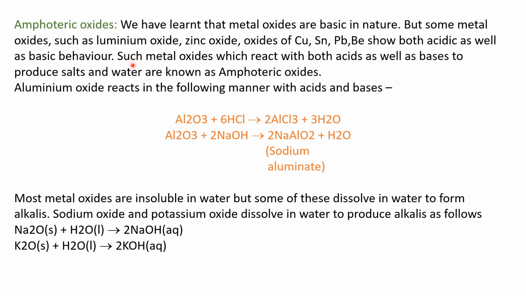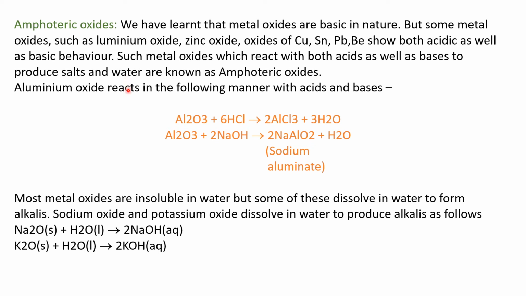Such metal oxides which react with both acids as well as bases to produce salt and water are known as amphoteric oxides. So these compounds react with acid as well as base and form salt and water. Whether it is the reaction with acid or a base, they form salt and water. Now let's see an example for this.